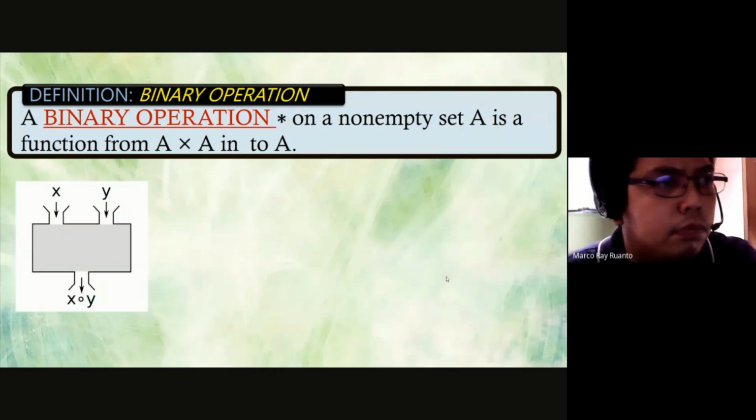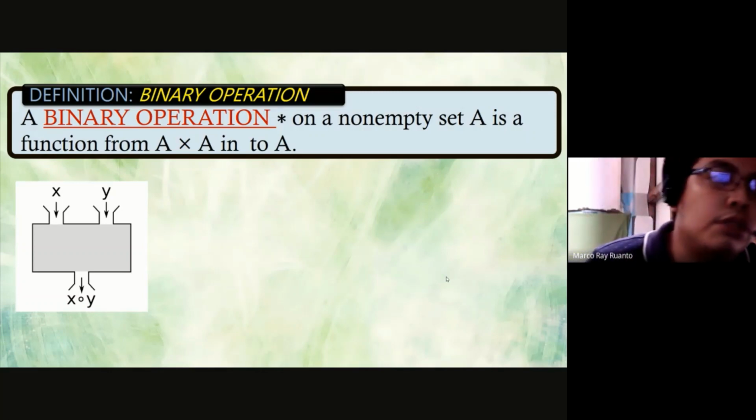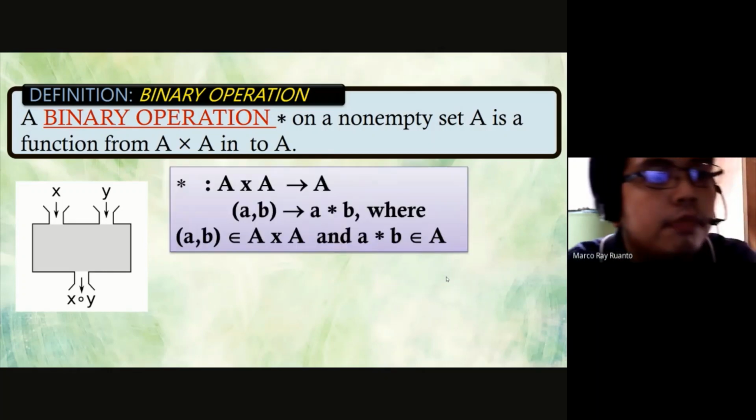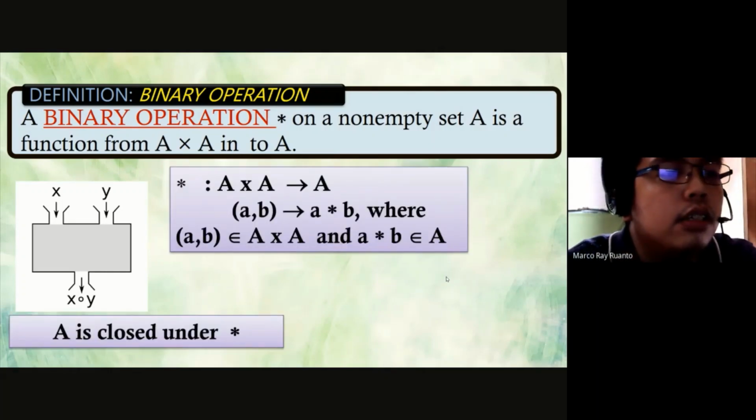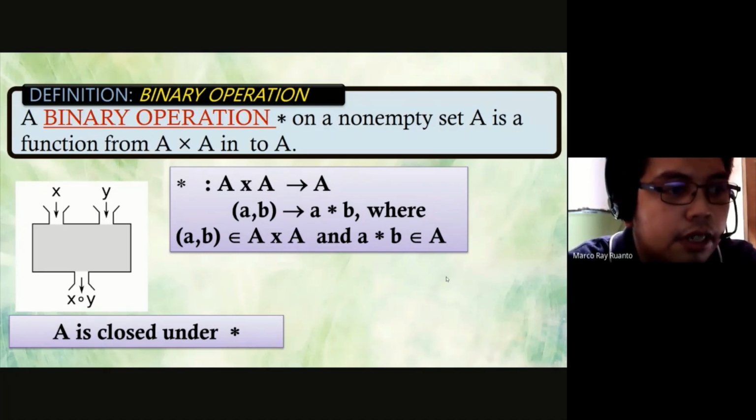Anyway, if you input two elements, then the output should also be in the given set, within the set. So we could say that A is closed under the binary operation.